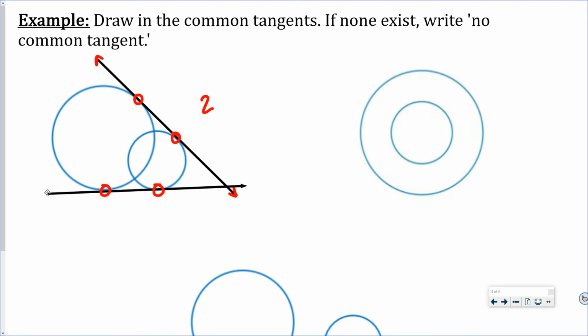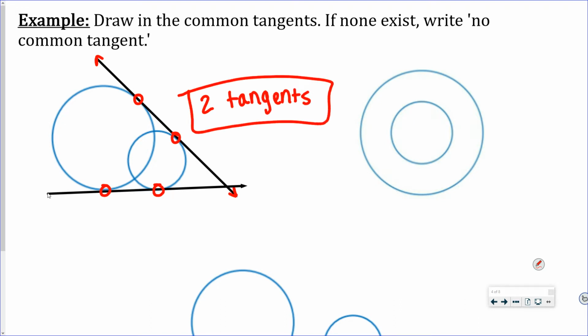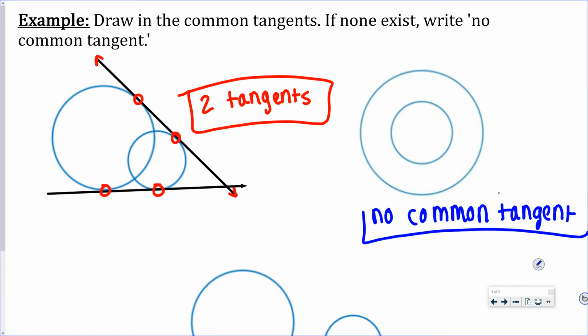Bye. Okay, this one had 2 tangents. What do you think about this one? None. There's no way I could draw a tangent line to the inner circle without intersecting. Well, I guess if I drew a ray, that would be tangent here. All right, none. You want to think of tangency as like it just kisses it.